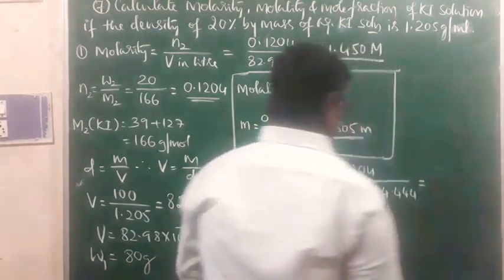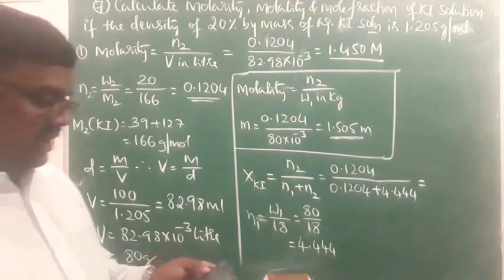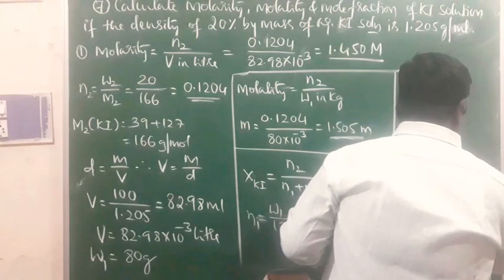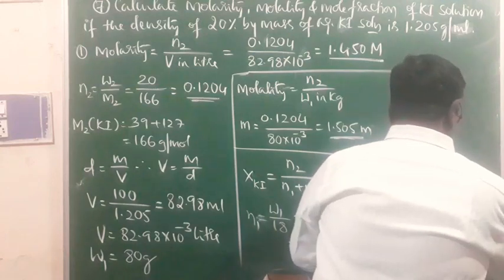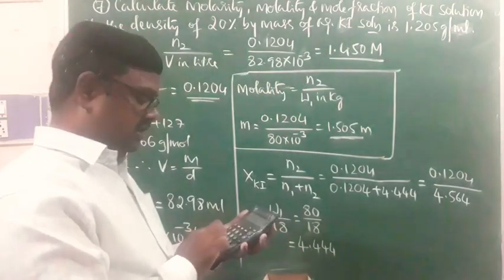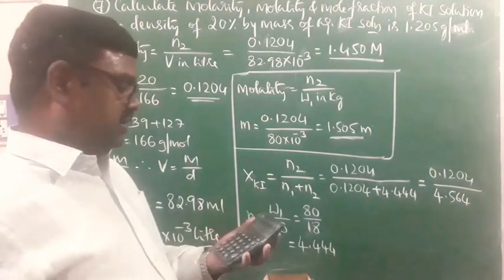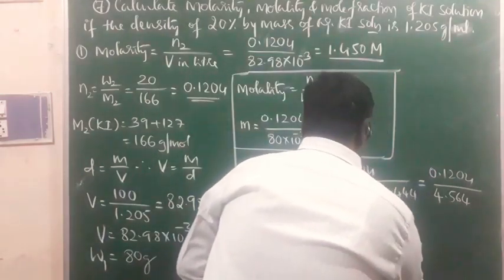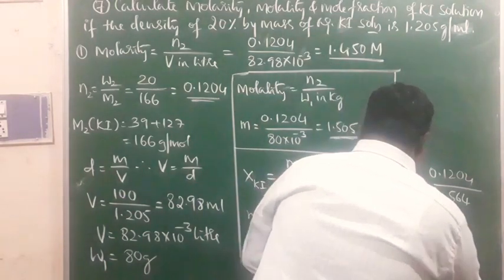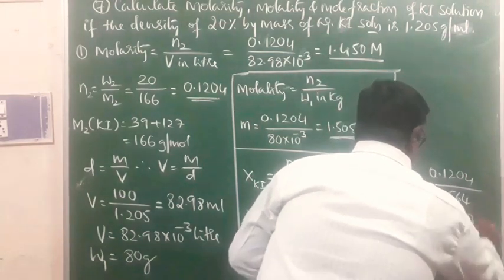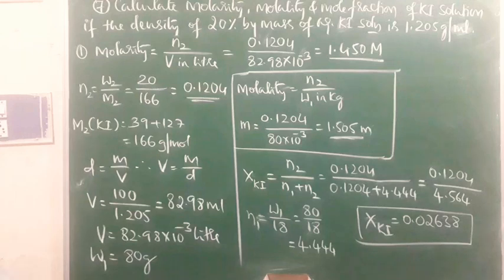That is plus, so 0.1204 divided by 4.564. It comes out to be mole fraction of KI equals 0.02638. This is the mole fraction of KI. So these are the things you are supposed to calculate in this particular problem, right?